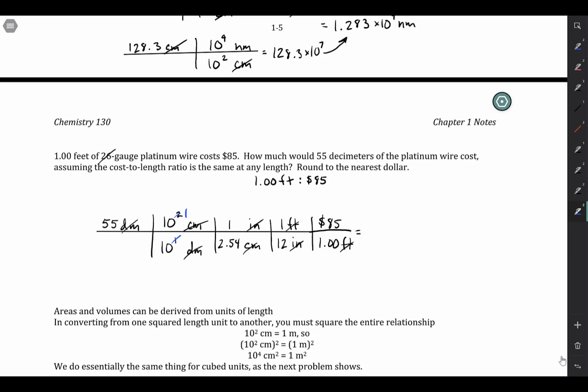So we have 55 times 10 divided by 2.54 divided by 12. You notice I'm multiplying everything that appears in the numerator, and dividing by anything that appears in the denominator. So then finally times $85. And no reason to say divide by 1, because we know that something divided by 1 won't change it. And so I get 1,533.79. And the problem here says that we are going to round to the nearest dollar, so $1,534.